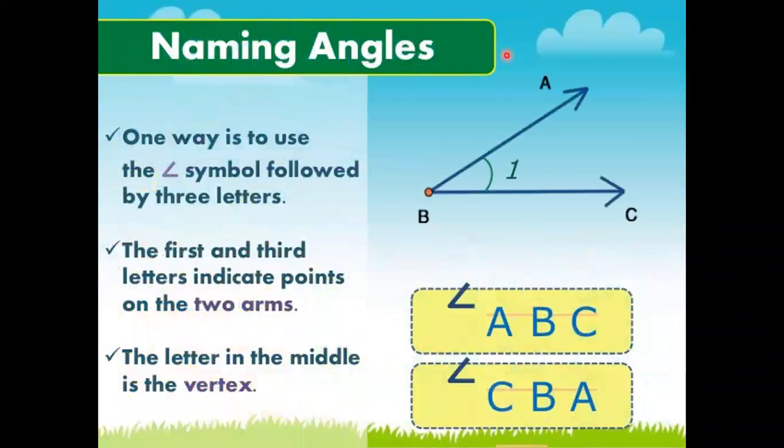Now we discuss naming angles. The first point you have to remember about angles is that one way uses this symbol. ये angle symbol है, ठीक है. This is known as the angle symbol followed by three letters. जब भी हमने एंगल्स को रिप्रेजेंट करना है, वी ऑलवेज फॉलो द थ्री लेटर्स, ठीक है. The first and third letters indicate points on the two arms. यू कैन सी हियर, आपके पास ABC है, आप इसको कोई भी एनी पॉइंट कर दो, ठीक है.